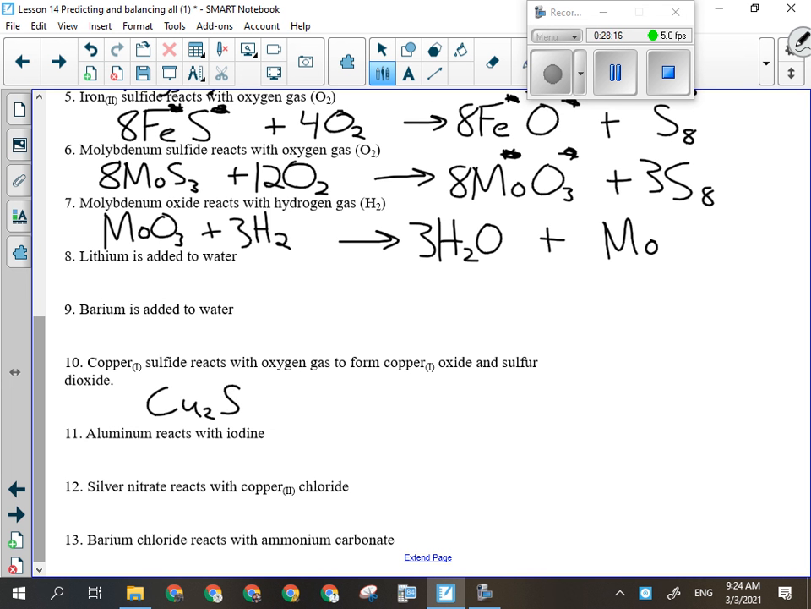Okay, we got copper 1 sulfide, reacting with oxygen gas. Okay, and that's going to produce copper 1 oxide and sulfur dioxide. Okay, so the tricky part here is getting the oxygens to work because they're in 2 places, kind of like they are in a combustion reaction. On this side I've got an even number of oxygens, but on this side I have an odd number. Okay, what's the quickest way to turn an odd number into an even number?